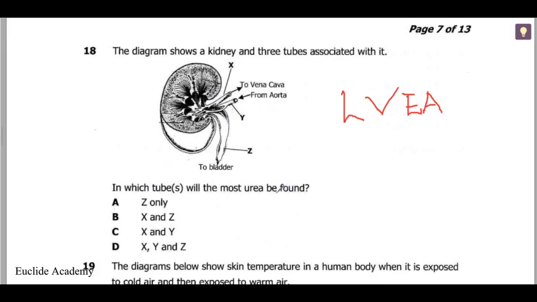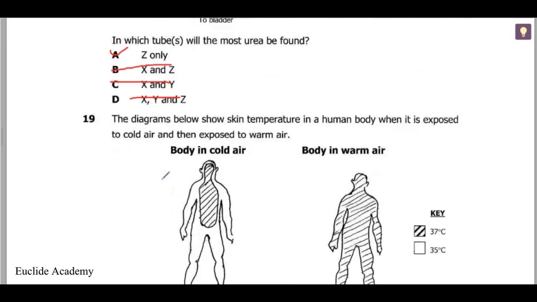So in which tubes will the most urea be found? This is the ureter, which sends the filtered material to the bladder. So this contains the most urea, Z. Wherever there's X takes blood to the vena cava, so it has got the least urea. So wherever there's X is not correct, so we eliminate. We remain with A only.